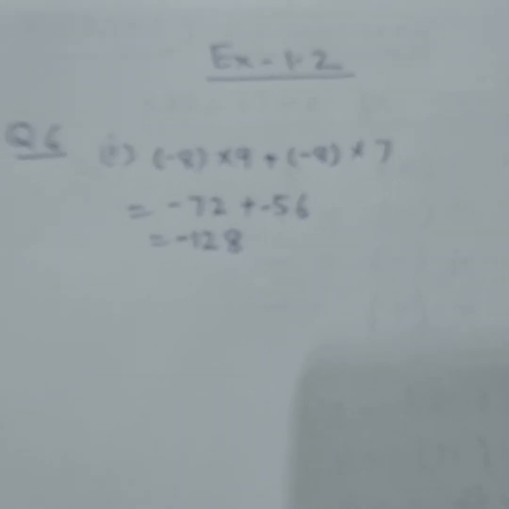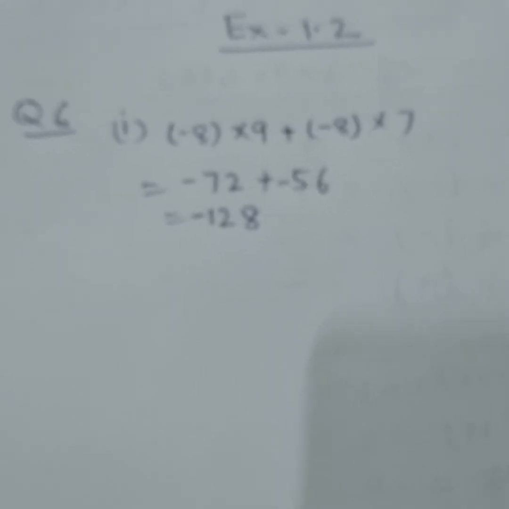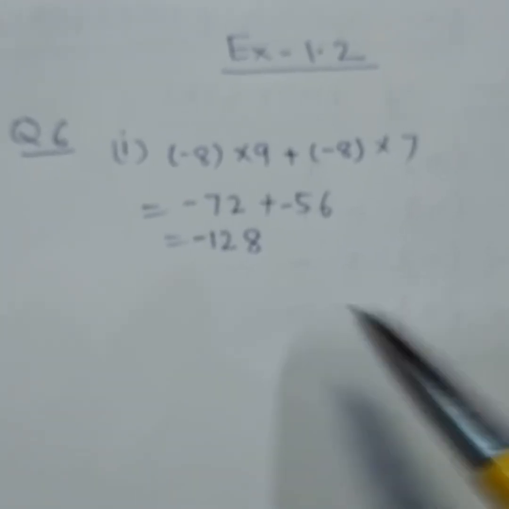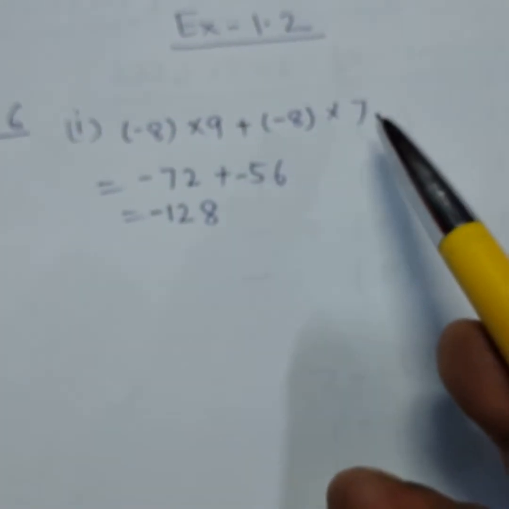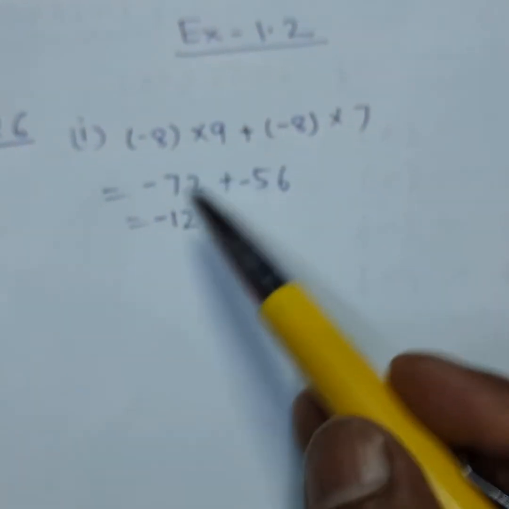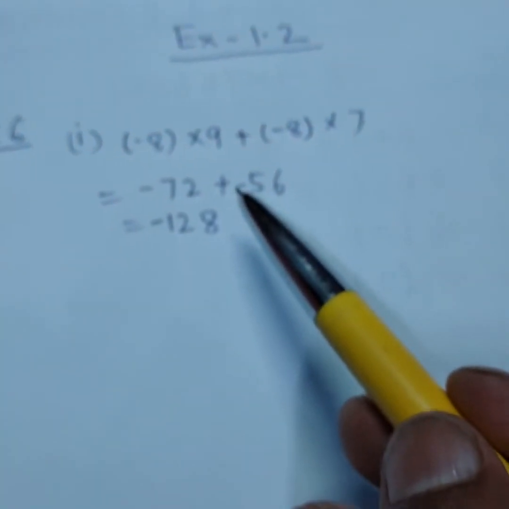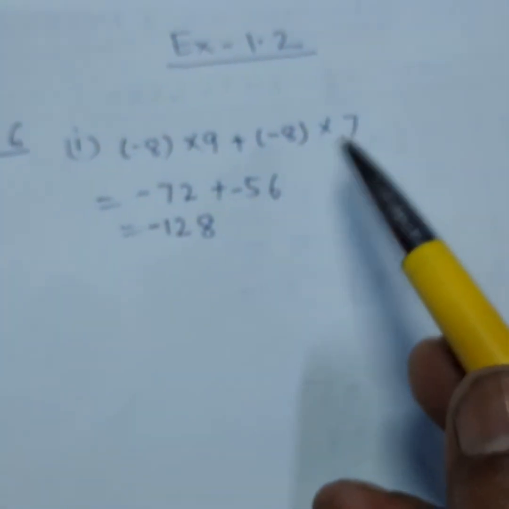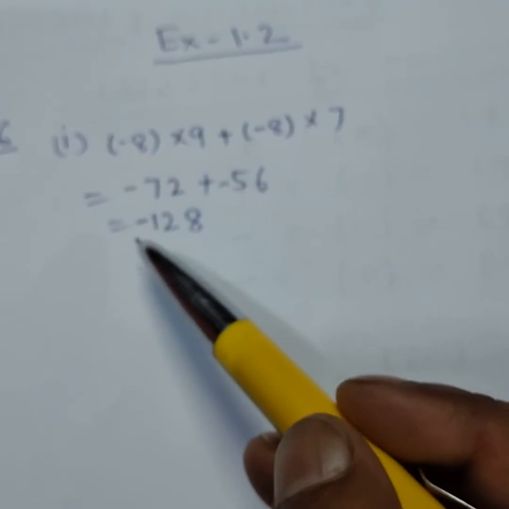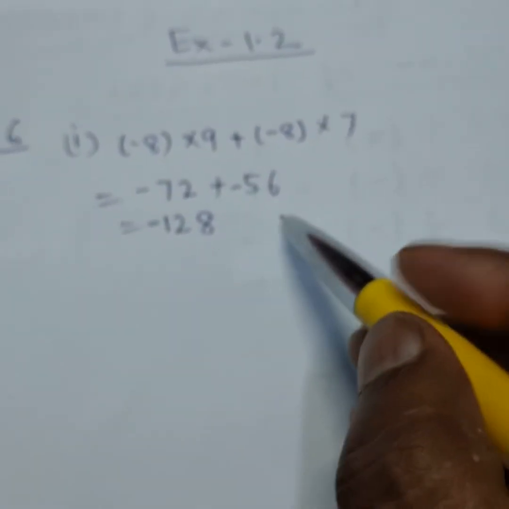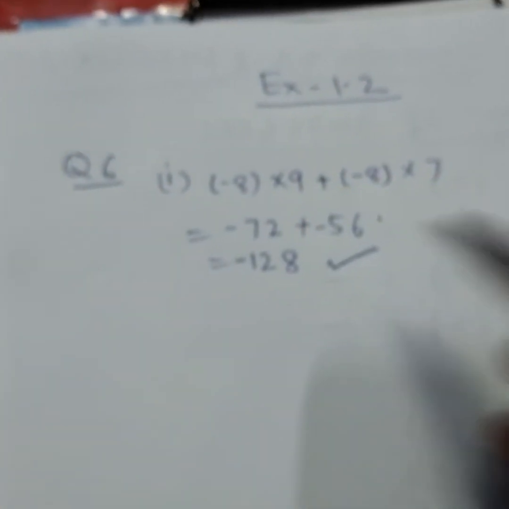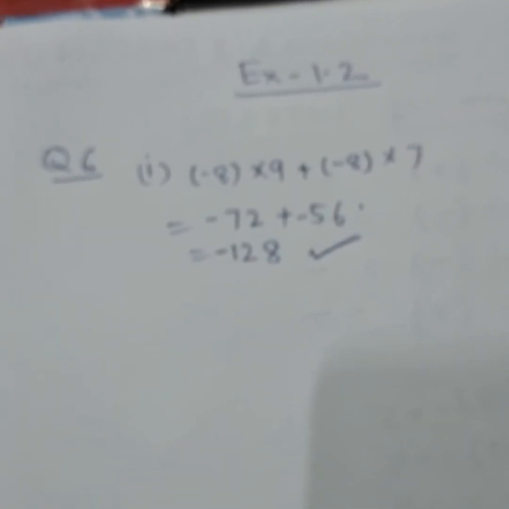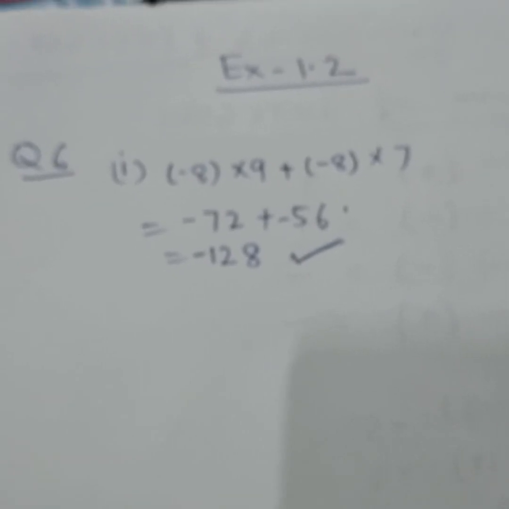Children, this is the question, and this question is done by the students in this way: minus 8 into 9 plus minus 8 into 7. So minus 8 into 9 equals minus 72, plus minus 8 into 7, minus 56. The answer is minus 128. Children, we have to understand this answer is absolutely right, but this is not the way to do it.